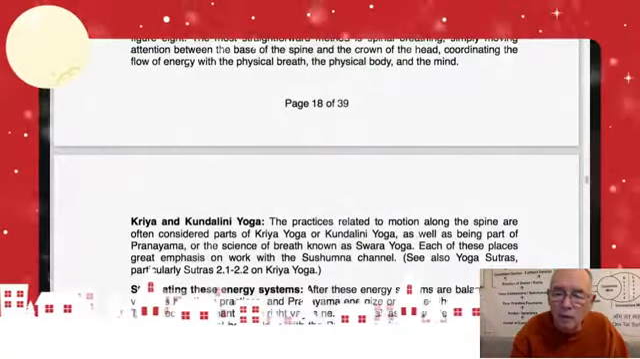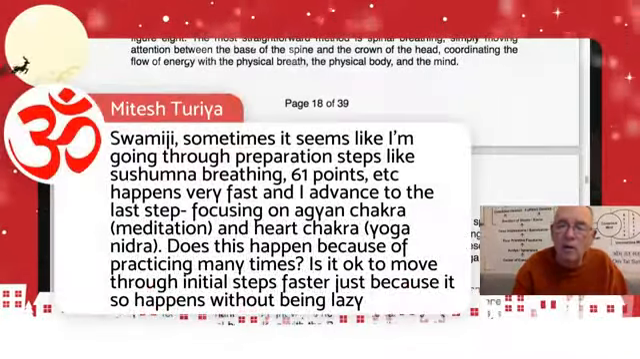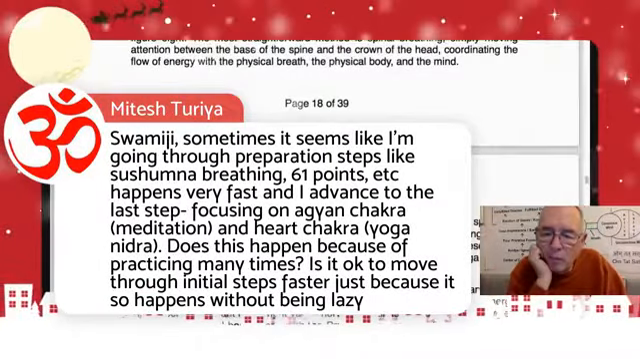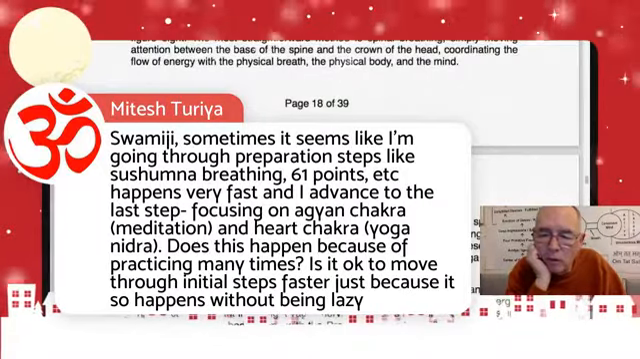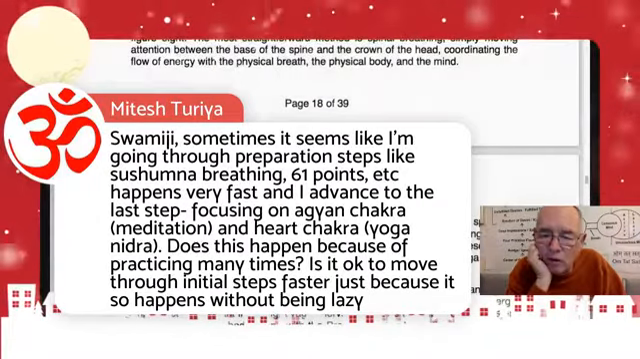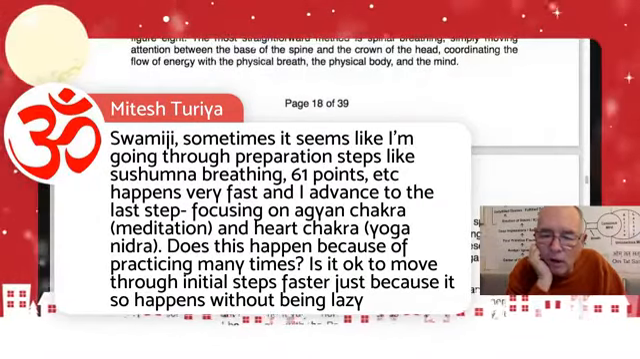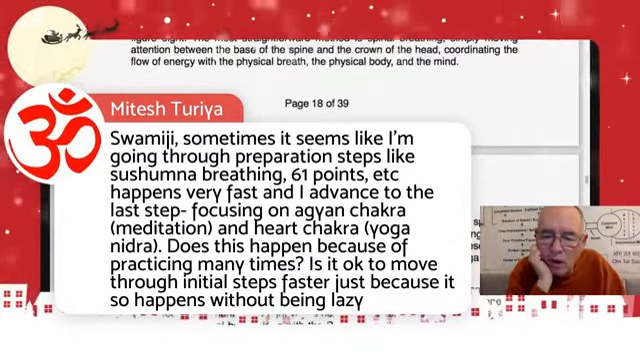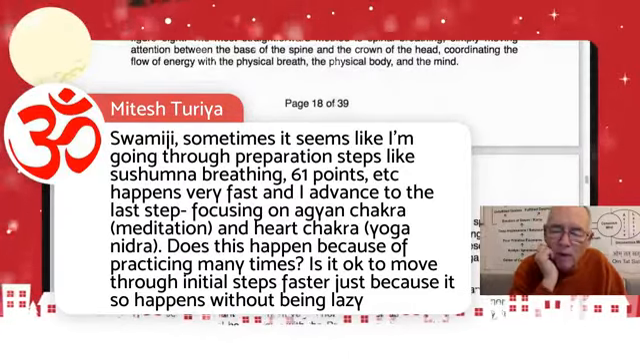Sometimes it seems like Matesh wrote a big little epistle here. Let me read it. Seems like I'm going through preparation steps like Sushumna Awakening, 61 points that happen very fast, and I advance to the last step, focusing on Ajna Chakra and Heart Chakra, the Yoga Nidra. Does this happen because of practicing many times? Is it okay to move through the initial steps faster?